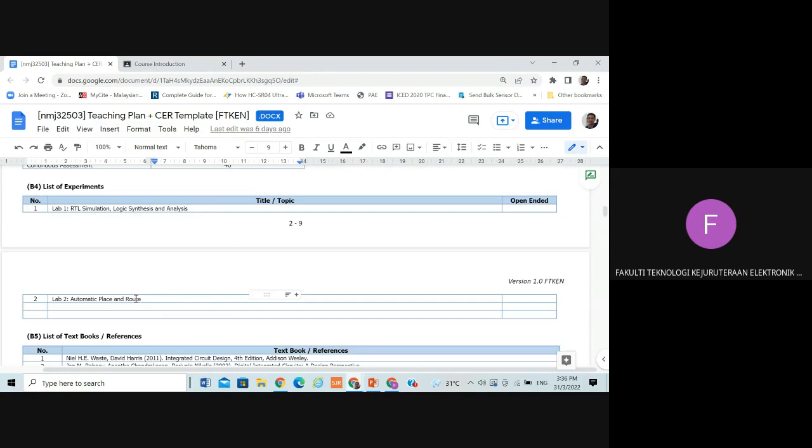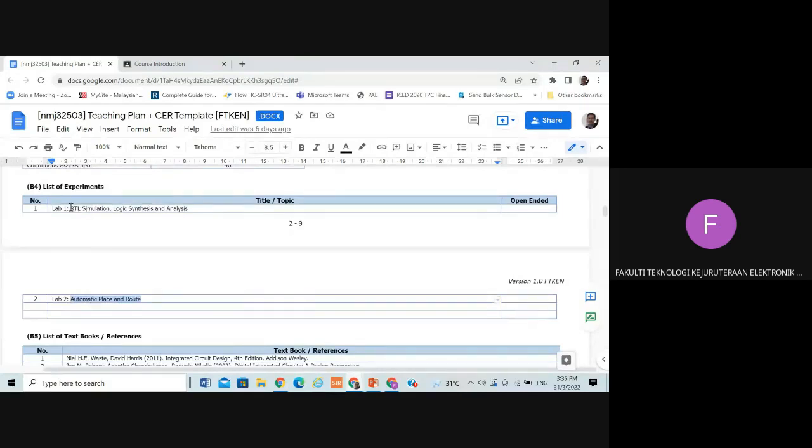Normally we allocate 2 lab sessions, meaning maybe 2 weeks are allocated for lab number 1. The first week is for you to explore and familiarize yourself with the new software, and then you do lab number 1 as well. After that, in lab number 2, you will continue from lab number 1, but you will do automatic place and route. Different tasks, same design but different tasks.